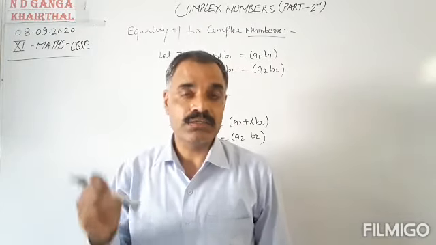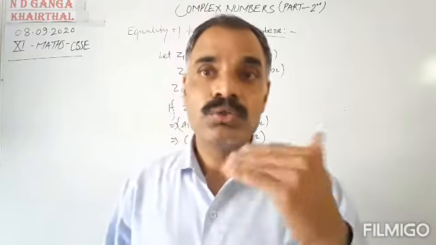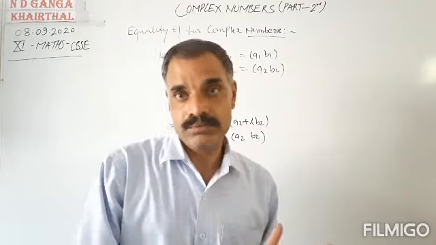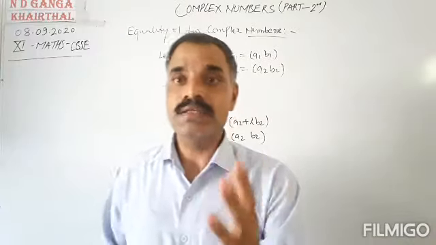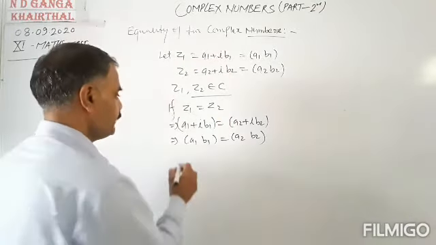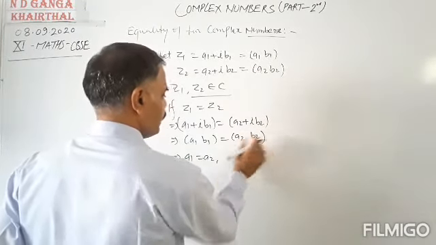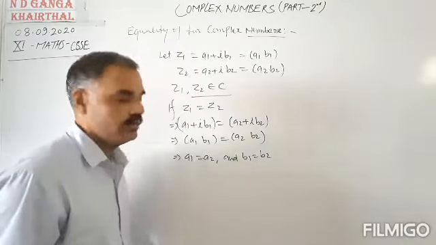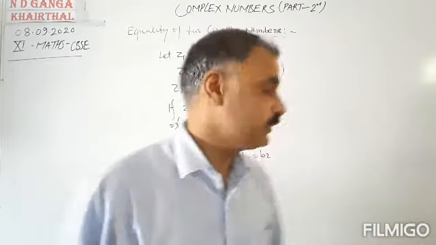If we are equating two complex numbers, it means we are equating the two ordered pairs, and two ordered pairs are equal if their first components are equal and their second components are equal, meaning corresponding components are the same. It means a1 equals a2 and b1 equals b2.